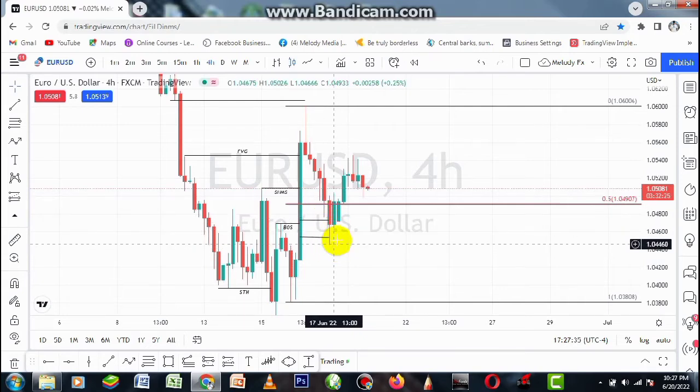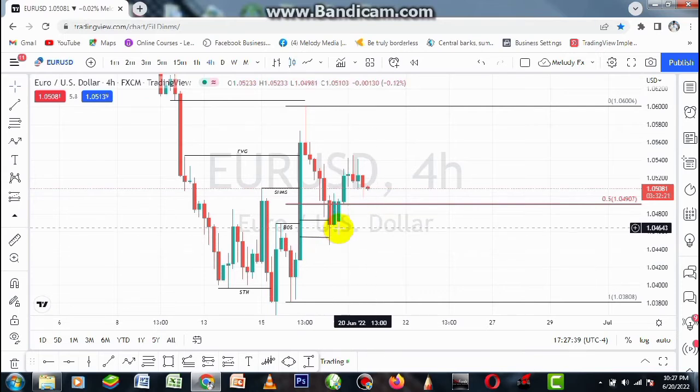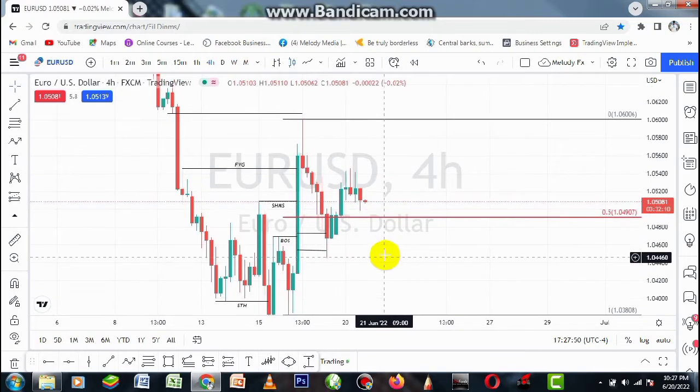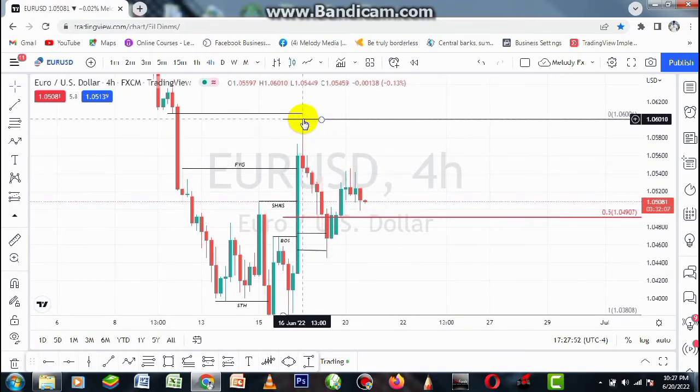gap. So that is all for the Euro USD. My bias is bullish on the Euro USD, and let's look at the Great British Pound. These are all price action that I did the previous week, and let's hide this.